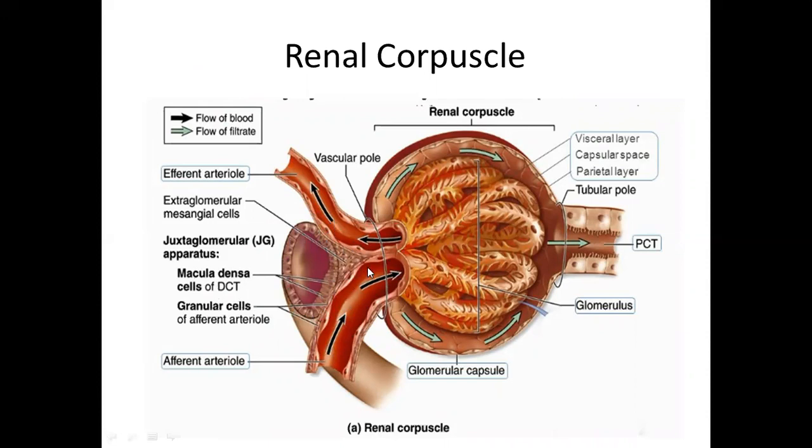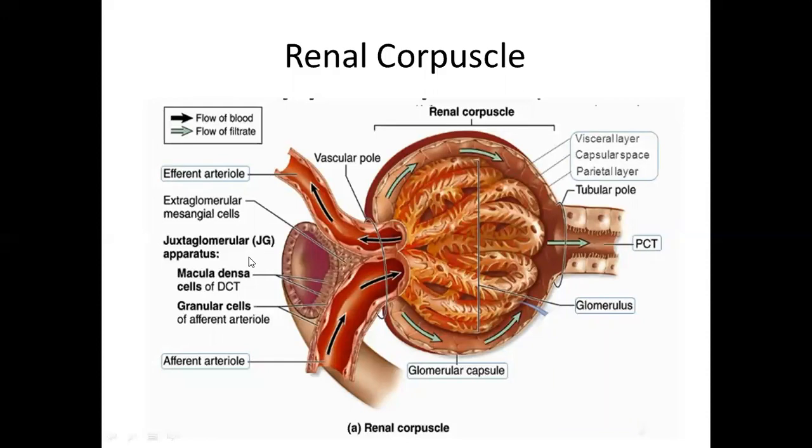And then the modified cells of the arteriole's smooth muscles are the JG cells, juxtaglomerular cells, and then extraglomerular mesangial cells. Collectively, these three cells, JG cells, extraglomerular mesangial cells, and macula densa, form an apparatus which is the juxtaglomerular apparatus. If you have studied renal physiology, there you must have gone through the functional significance of the JG apparatus. So it is basically made up of three different kinds of components.